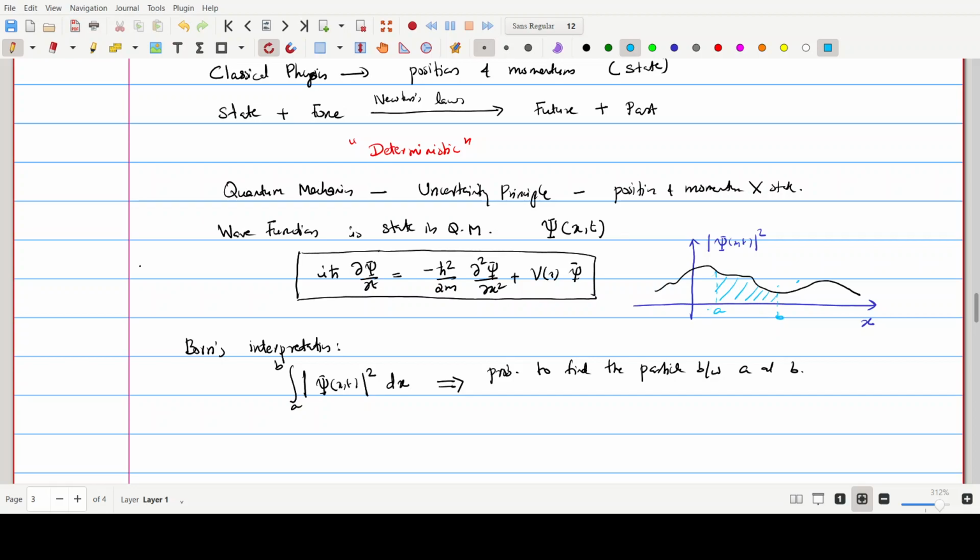So mod psi square is a probabilistic quantity. That means in quantum mechanics, probability is present in its fundamental aspect itself, because this entire quantum mechanics is based on psi, and psi itself is interpreted as a probabilistic quantity. So mod psi square dx is a probability, and mod psi square is called the probability density.